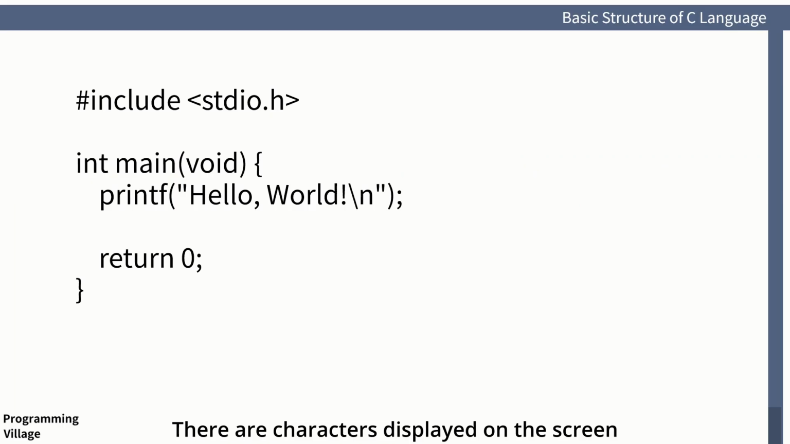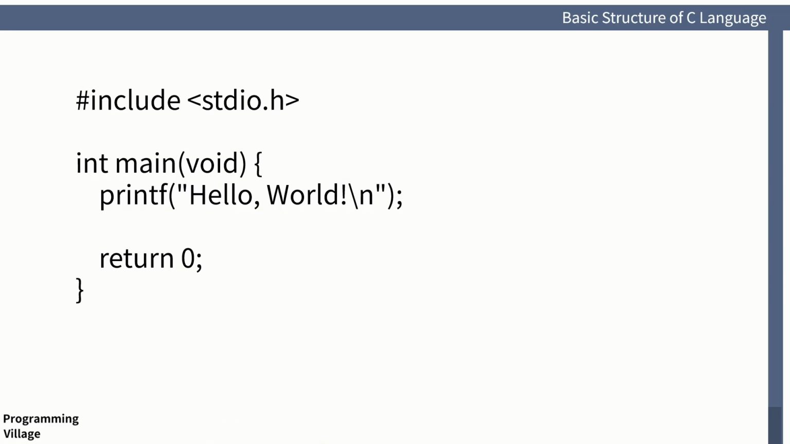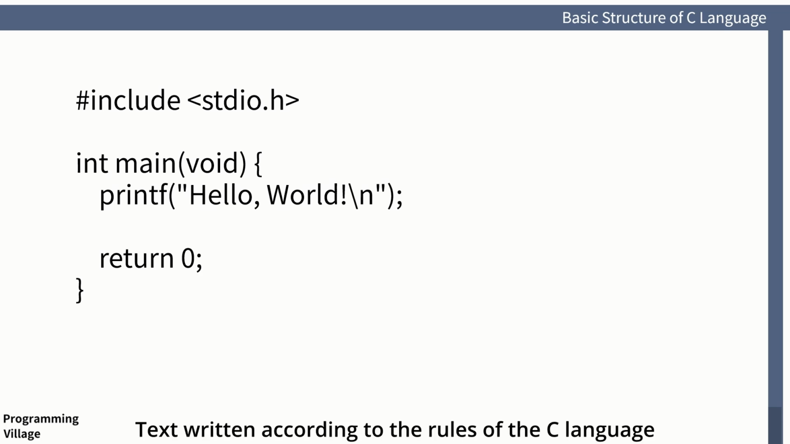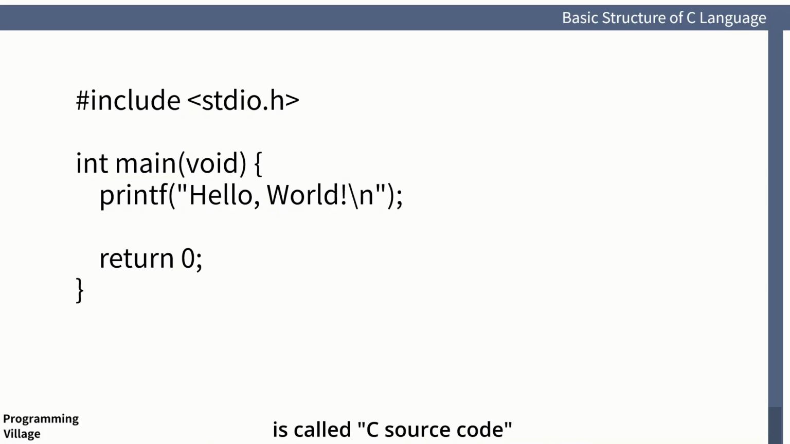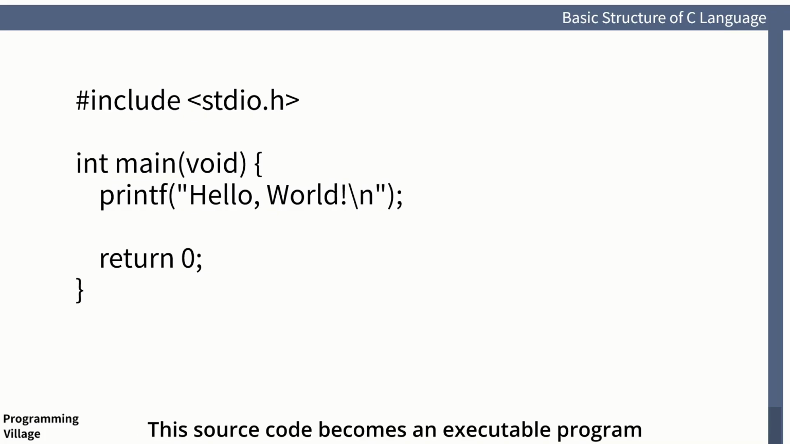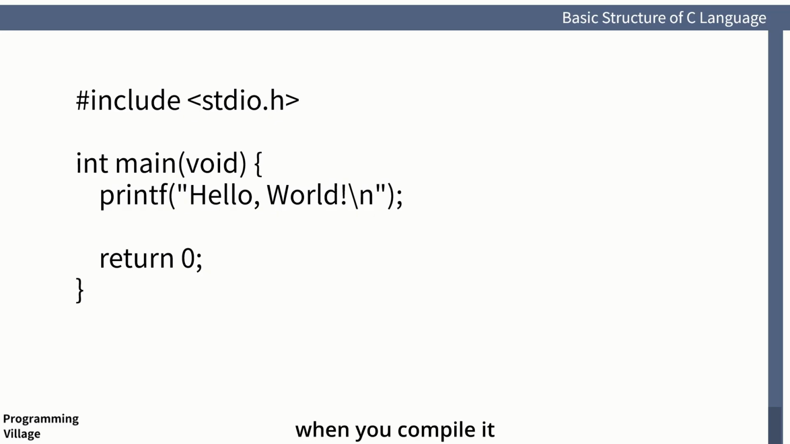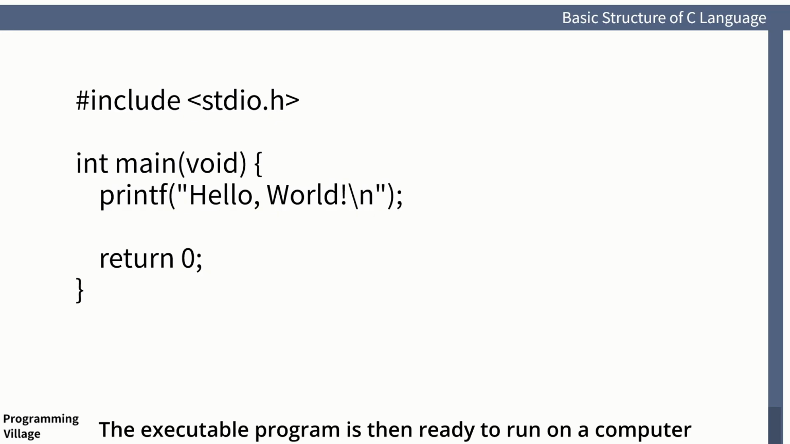There are characters displayed on the screen. These are often referred to as text. But specifically, it is C source code, containing basic instructions. Text written according to the rules of the C language is called C source code. This source code becomes an executable program. When you compile it, the executable program is then ready to run on a computer.